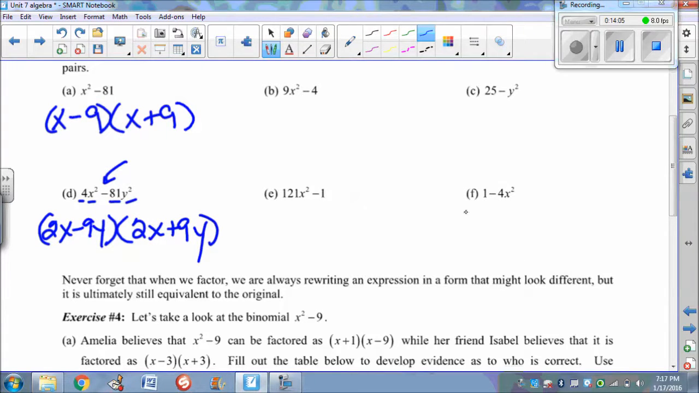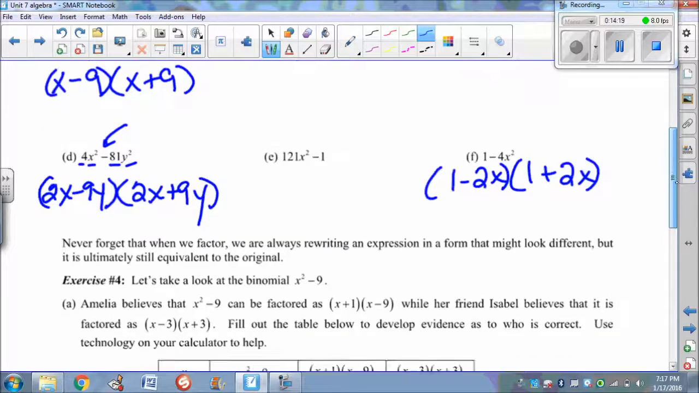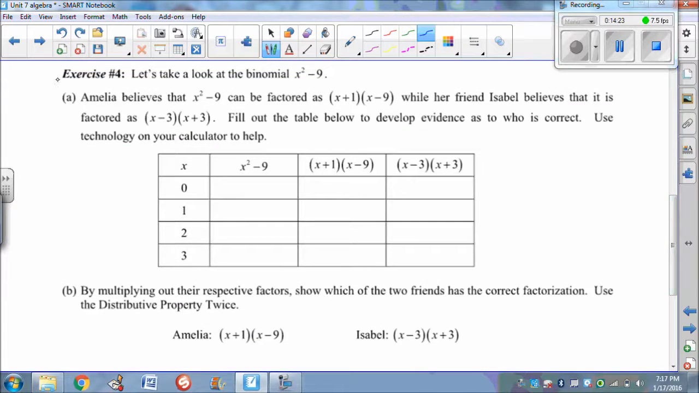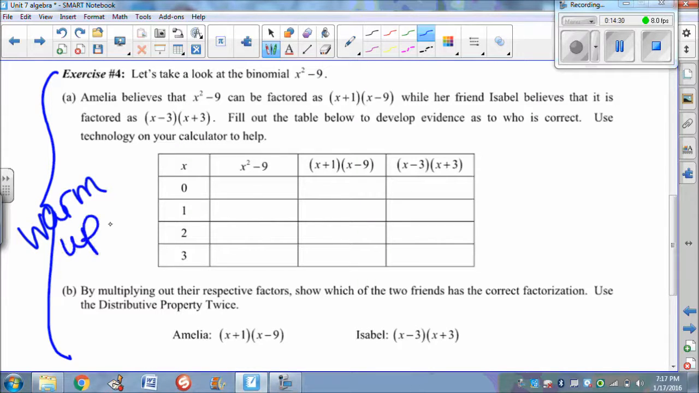Okay. Do one more. Whoops, I'll set up my two sets of parentheses. 1 minus 2x and 1 plus 2x. Go ahead, by all means. I want you to come with those other three done with some practice. This right here, exercise 4, is going to be our warm-up in class. I'm going to put that up, and that's going to be the warm-up.